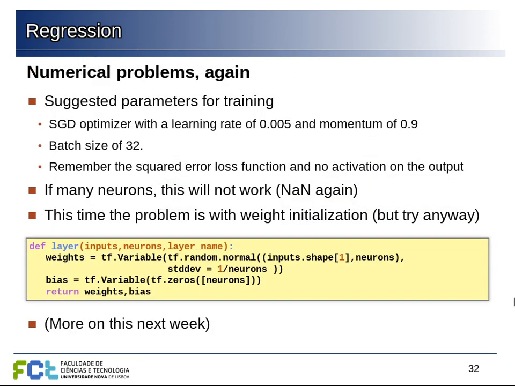Okay, so now you can try, for example, the SGD optimizer with a small learning rate and a large momentum. Batch size of 32, but you can experiment with this. So remember the squared error loss function. I didn't show that part, but you should be able to do that. If you have many neurons, you'll have this not a number again. The problem here now is in weight initialization.